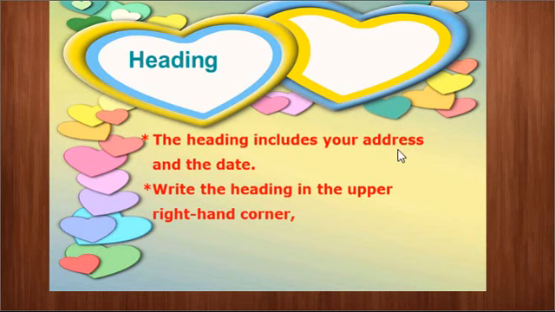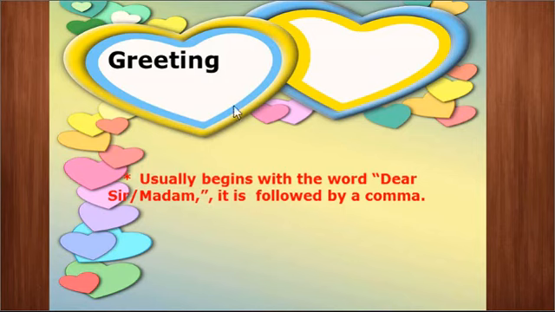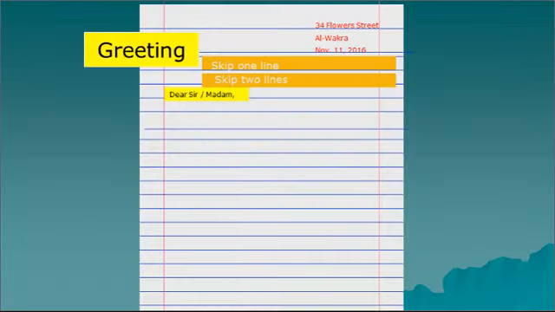The heading includes your address and the date. Write the heading in the upper right hand corner, like this. This is where we write the address of the sender of the letter. We start from the smallest to the biggest, then it's followed by the date. Then the greeting usually begins with the words dear sir or dear madam, followed by a comma. For example, like this. We skip 1 or 2 lines, then write the greeting, dear sir, dear madam, followed by a comma, as you see here.